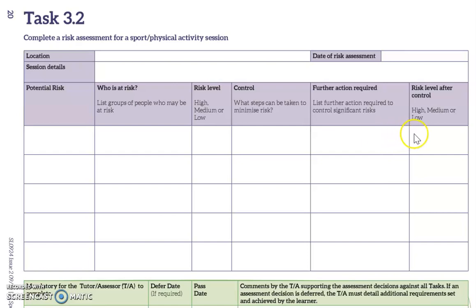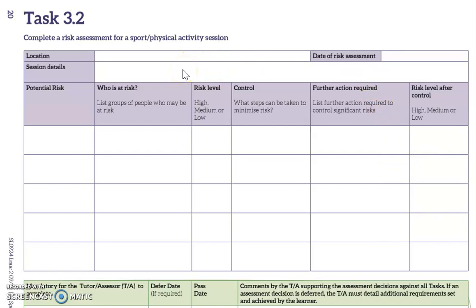And then once that further action has been actioned itself, deciding then where the risk level sits after that control has been put in. So if it was to begin with in column 3 high, has that gone down to either medium or low now, so that we can actually see a real reduction in the risk. So that's 3.2. So hopefully that is pretty straightforward.